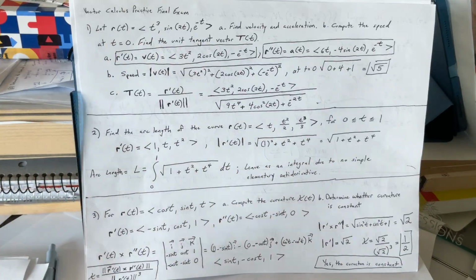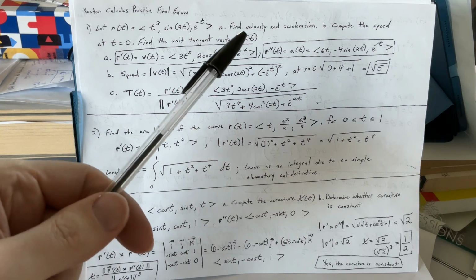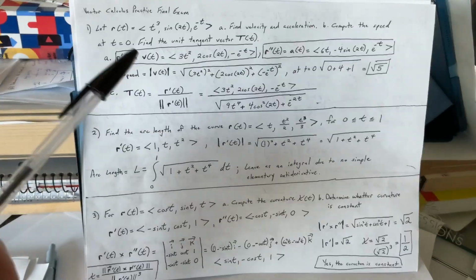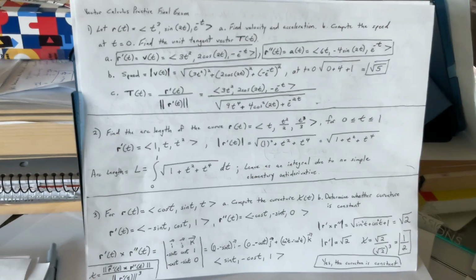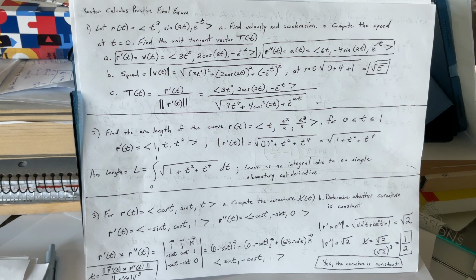Number 1, let r of t equal this. We're going to find velocity and acceleration, then compute the speed at t equals 0, and then find the unit tangent vector. So all you have to do for letter A is take the derivative of each component of r of t. That gives you the velocity. Acceleration is the second derivative of the position function, so it's a derivative of velocity. So there's r prime, r double prime. You could do that quickly. I doubt you'll need much help for most of these, especially if you've taken the course. This is more of a review. These are the easy ones.